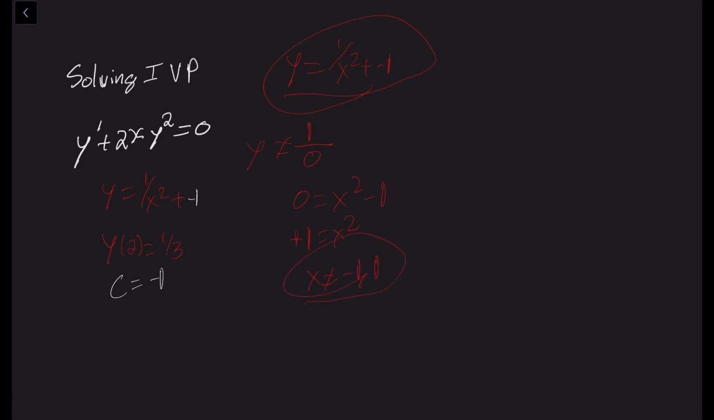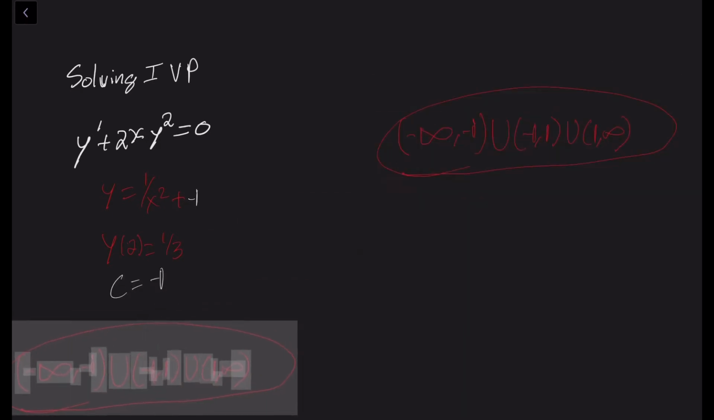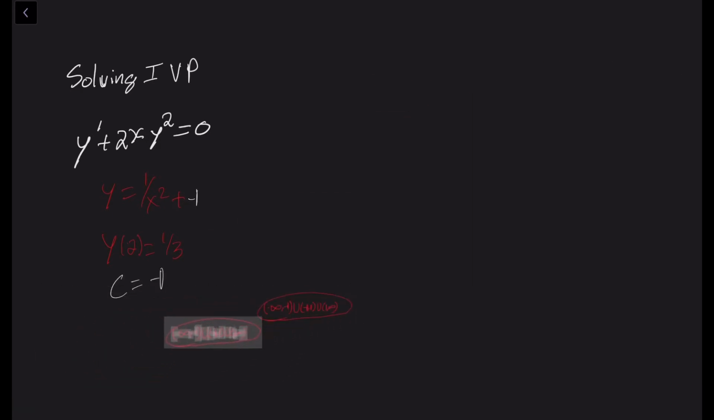So now knowing this, we can write -infinity, -1, union -1, 1, union 1, infinity. And so this is our domain. All real numbers except -1 and 1. And so now we can take this little equation, bring it down over here next to everything else, so we don't forget it.